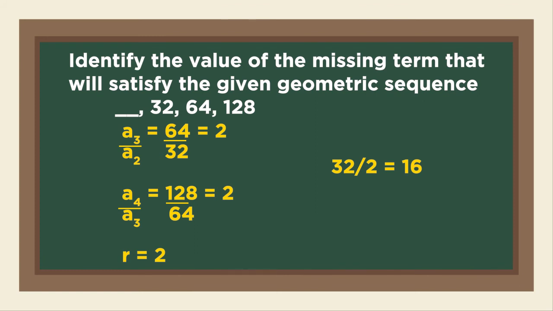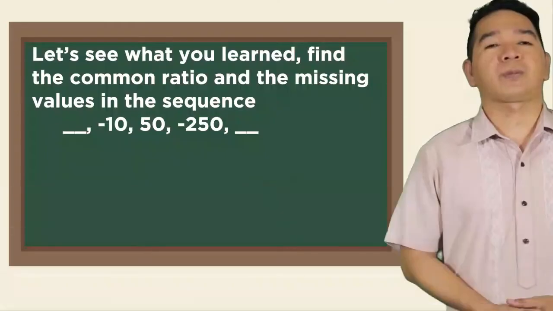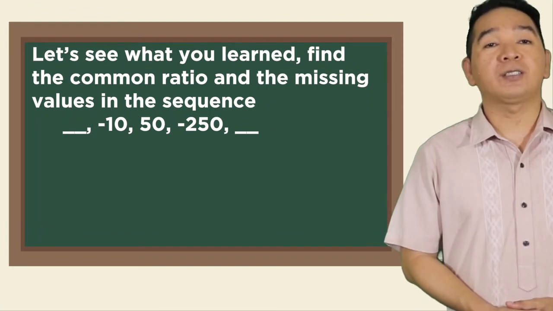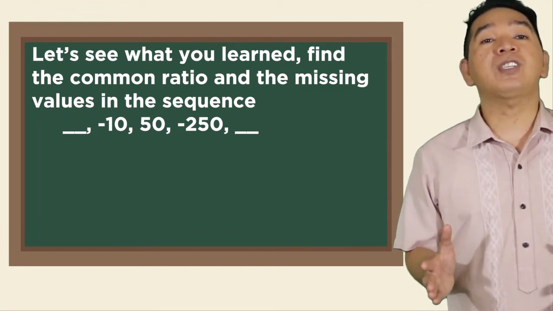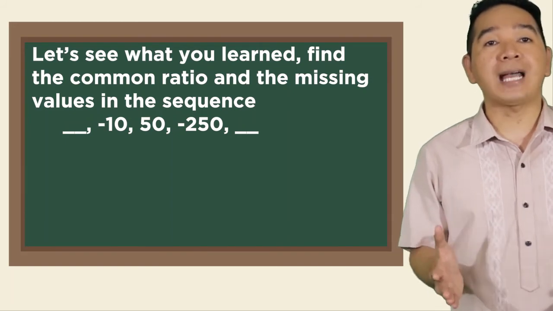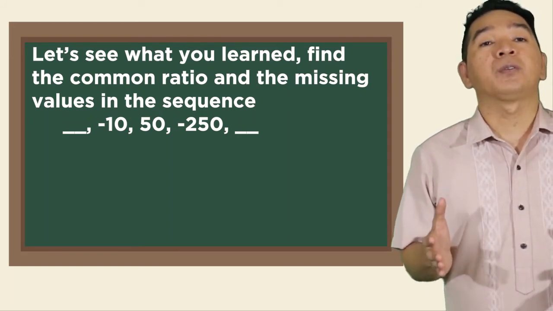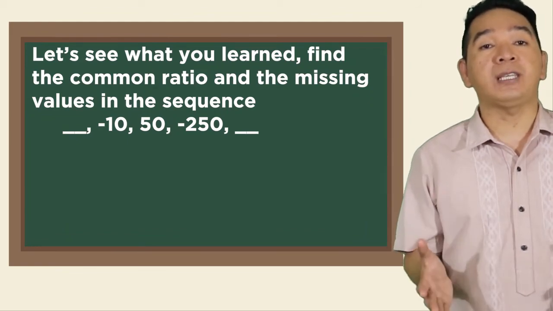Amazing, isn't it? Remember to identify the missing term first. You must find the common ratio. If the unknown value is the succeeding term, then multiply the preceding term by the common ratio. If the unknown value is the preceding term, then divide the succeeding term by the common ratio. Let's see what you have learned. Find the common ratio and the missing values in the sequence: blank, negative 10, 50, negative 250, blank.